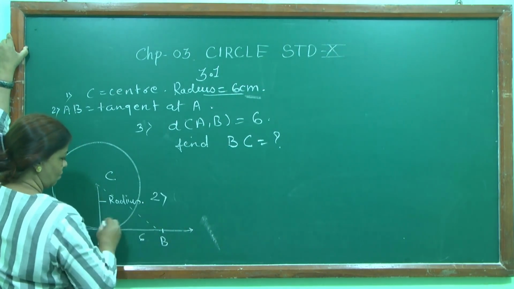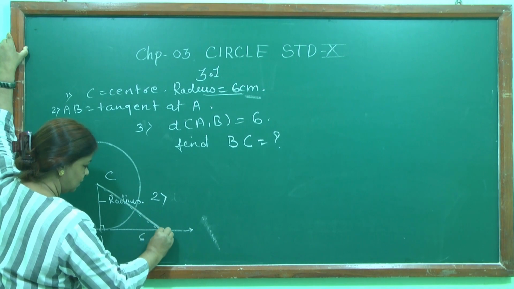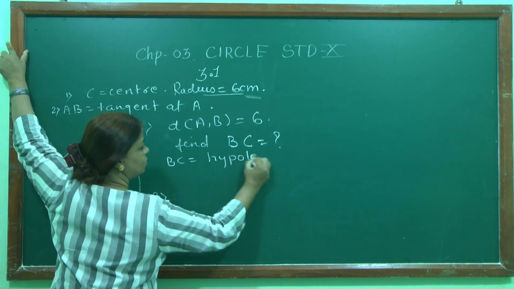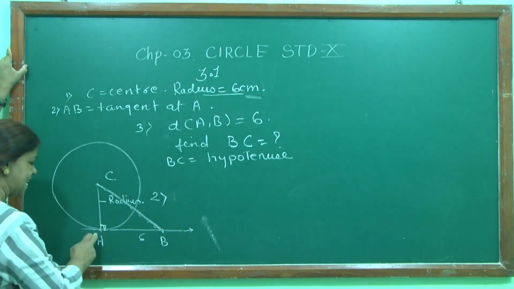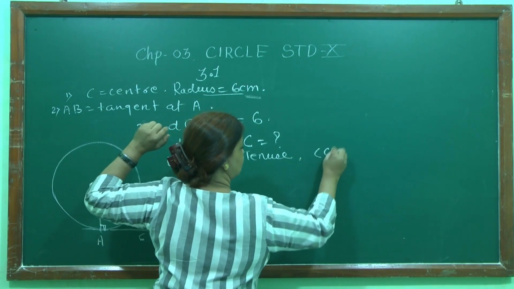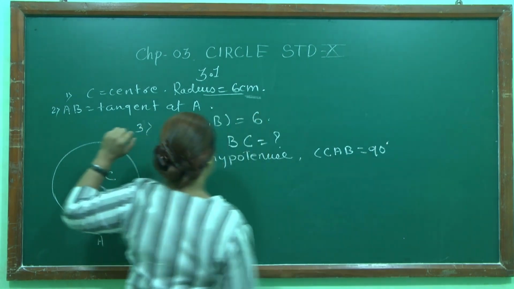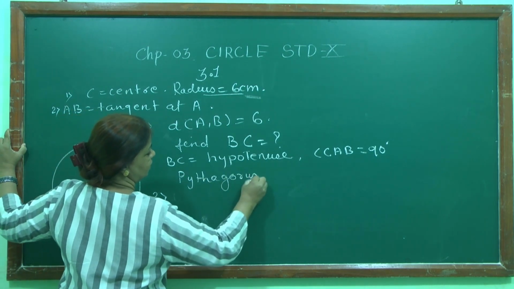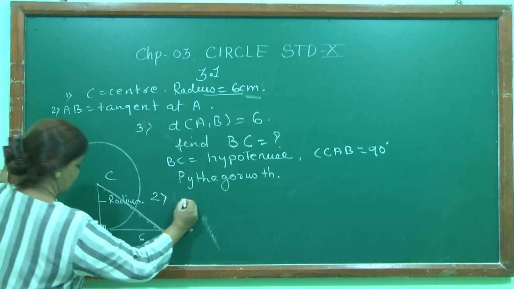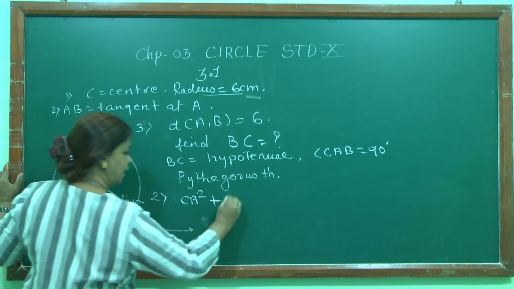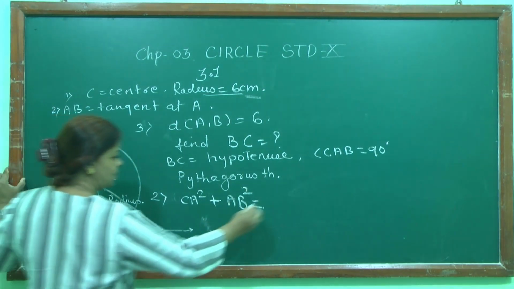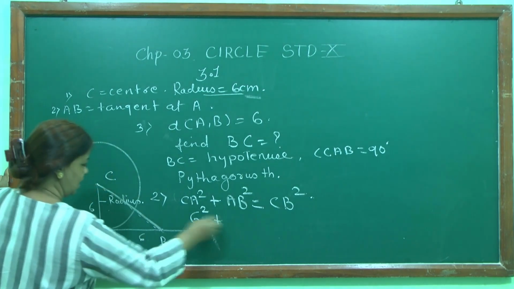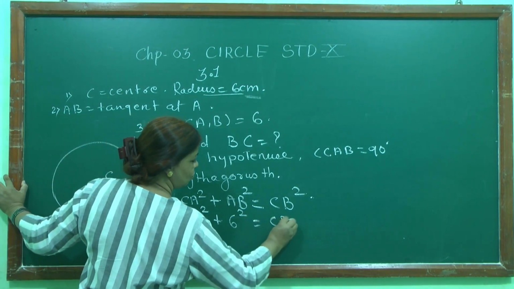See children, if I join BC, BC is the hypotenuse. Why? Because CAB is 90 degrees. So I can use the Pythagoras theorem. By Pythagoras theorem, CA square plus AB square is equal to CB square. CA we know is the radius, which is 6 square. AB is already given as 6 square, which is equal to CB square.